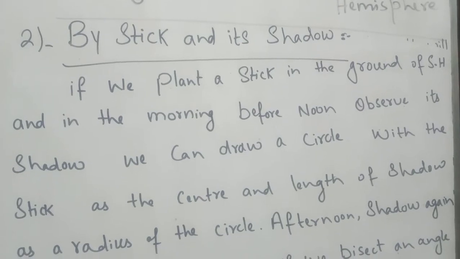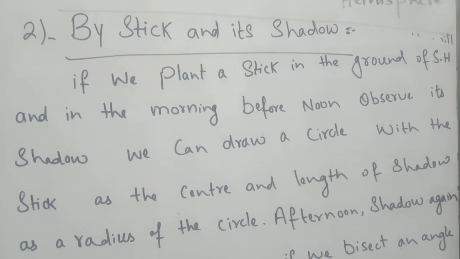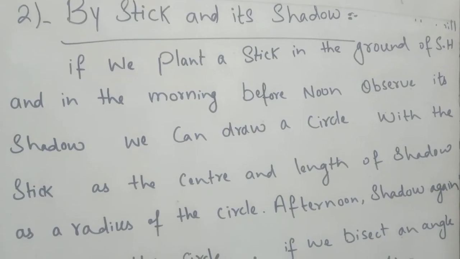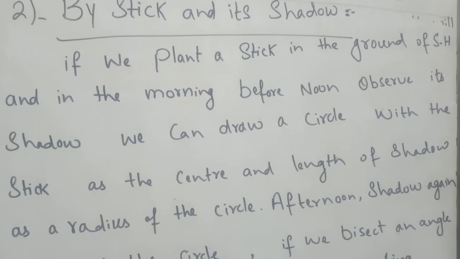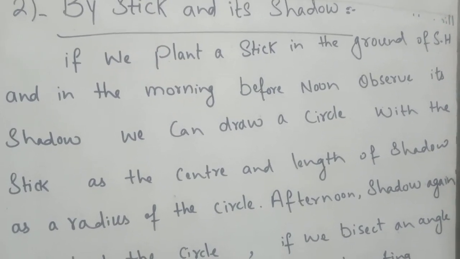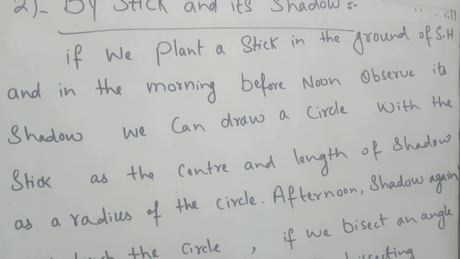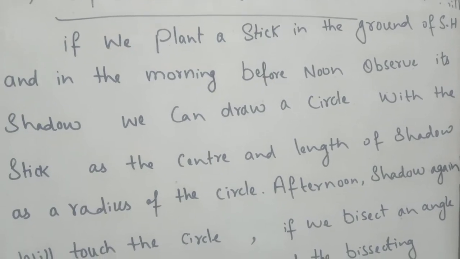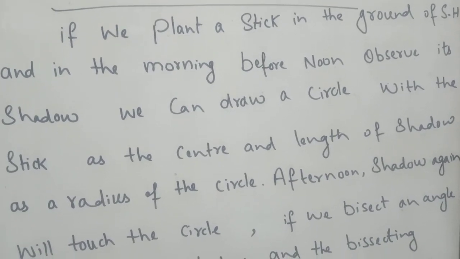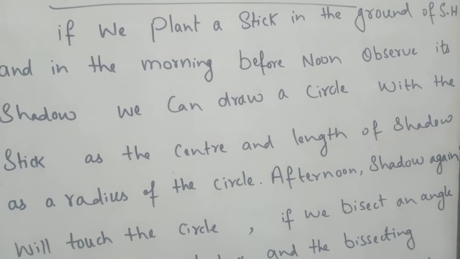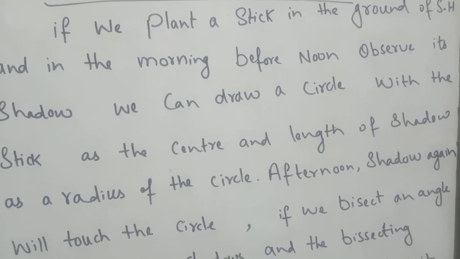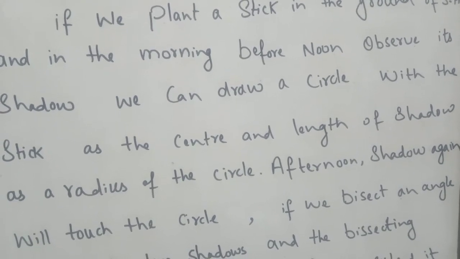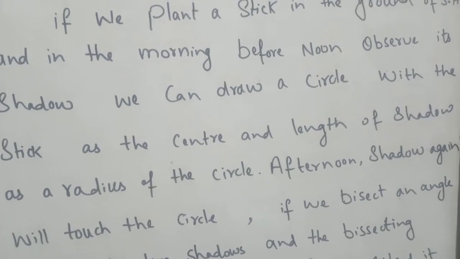Now the second method to determine the north is the stick and its shadow method. If we plant a stick in the ground of the southern hemisphere in the morning, what will happen? In the morning, when the sun appears before noon, we can observe a shadow. Using it, we can draw a circle, as we have done in the northern hemisphere. The length of the shadow decides the radius of the circle. This we have done earlier in the northern hemisphere.